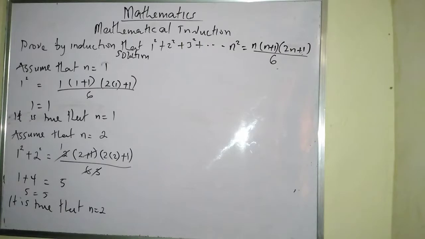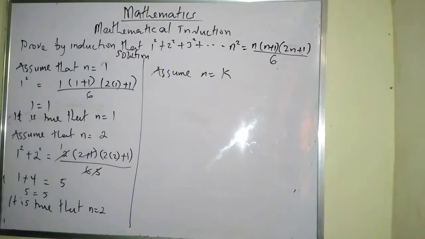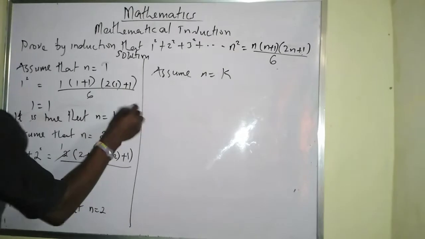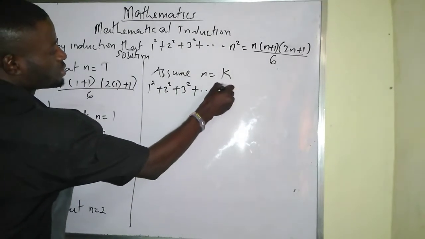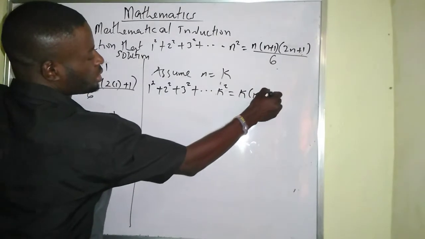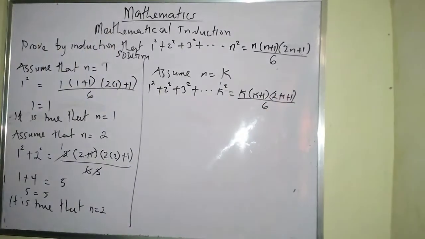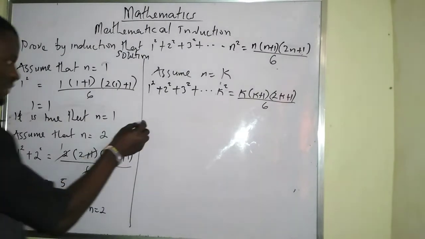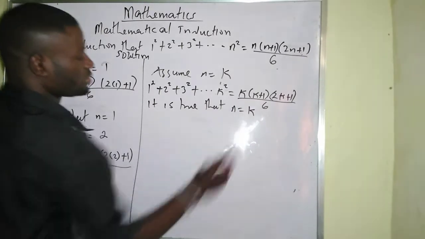I can now run to K. If I run it to K, assume N equals K. Since 1 is correct and 2 is true, I will now move on with 1 squared plus 2 squared plus 3 squared plus dot dot dot up to K squared, which equals K bracket of K plus 1 bracket of 2K plus 1, divided by 6. Since 1 is true and 2 is true, therefore it is true that N equals K. That is very correct.